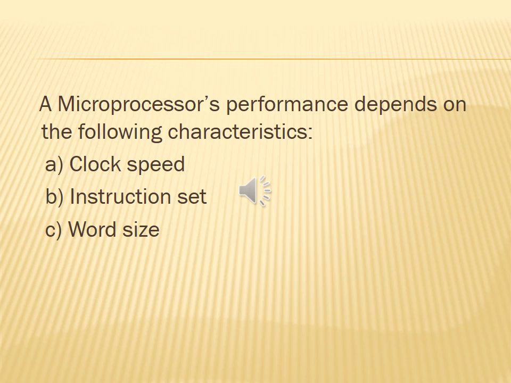Okay, let's see one by one. A microprocessor's performance depends on the following characteristics: clock speed, instruction set, word size. Okay, first now.